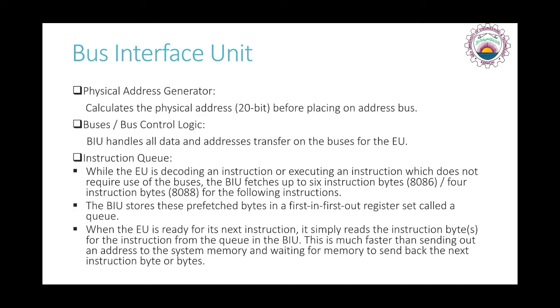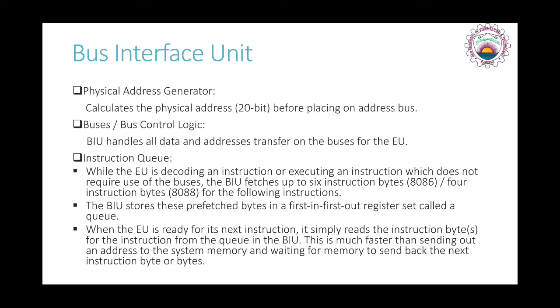Whenever the EU is decoding an instruction or executing an instruction, within the same time the BIU will go to memory and will be fetching instruction bytes from memory, and those instruction bytes will be stored in the instruction queue. When the EU is free for execution of the next instruction, it will not be required to go to memory for picking the next instruction, but the next instruction will be picked from the instruction queue present within the bus interface unit of the microprocessor.